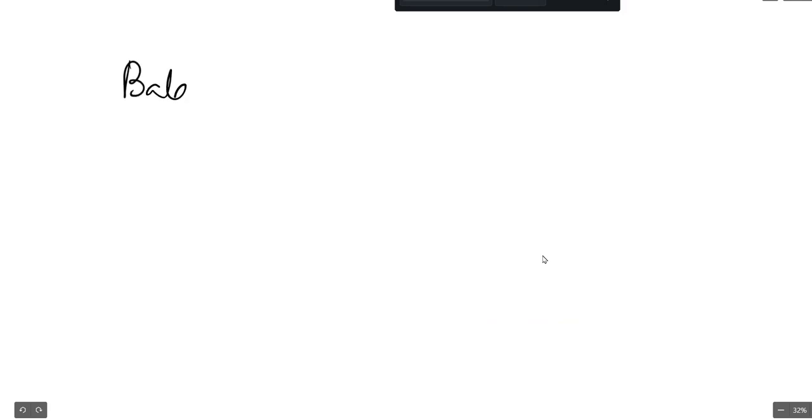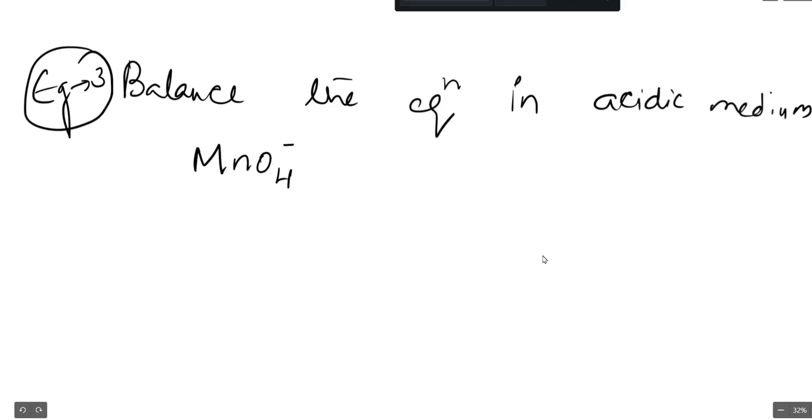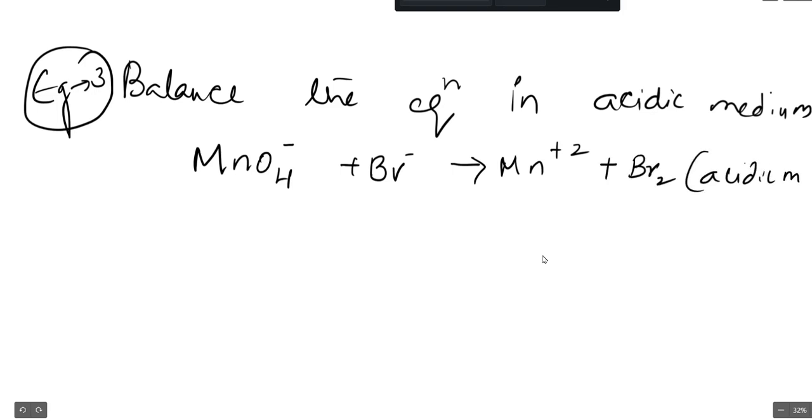So let us balance the equation. Balance one more example. This is example 3, isn't it? Okay. So let us balance the equation in acidic medium. Right, so here what is the reaction given to me? The reaction is quite common: MnO4 minus plus Br minus gives me Mn plus 2 plus Br2. This is the acidic medium.